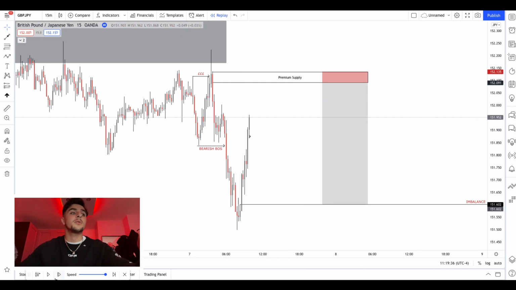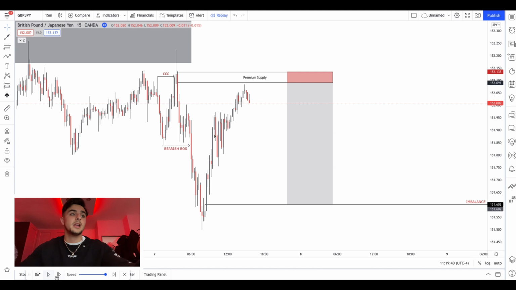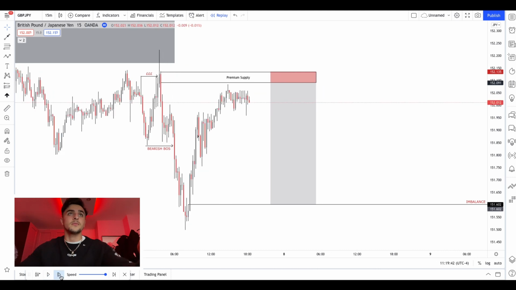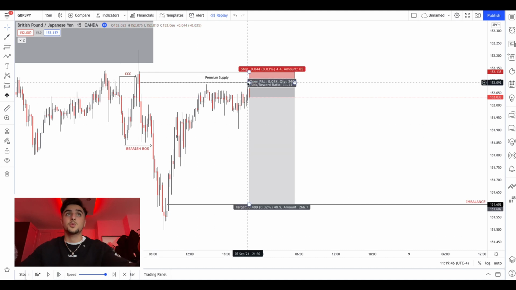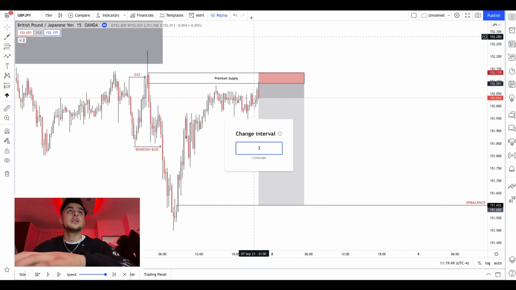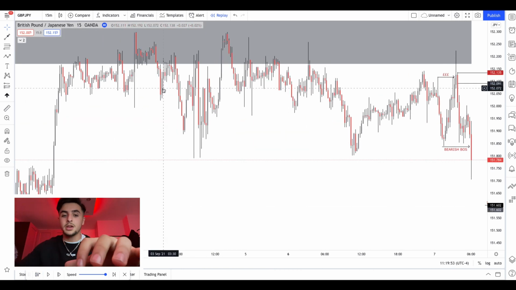So now we simply wait for price to fill in all of the inefficient price action and tap into our area of supply. Let's wait for it. Boom. As you can see, price wicked into that 3-minute zone that I was talking about. Okay, let's head over to 3.